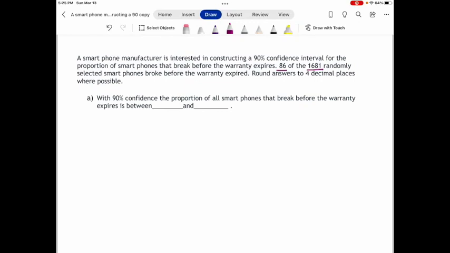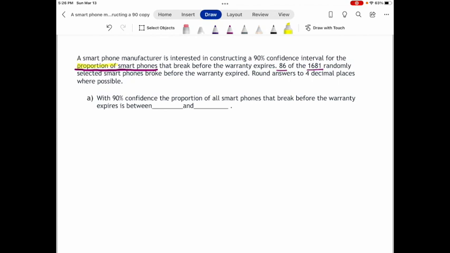A smartphone manufacturer is interested in constructing a 90% confidence interval for the proportion of smartphones that break before the warranty expires. 86 of the 1681 randomly selected smartphones broke before the warranty expired. We're going to round all answers to 4 decimal places where possible.